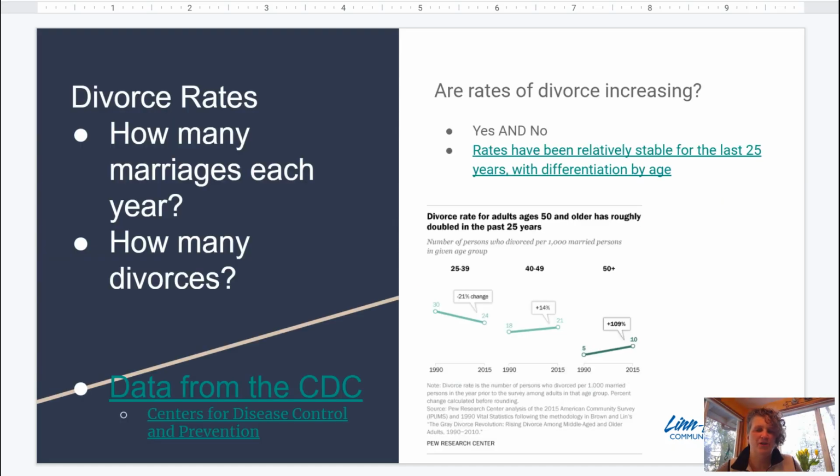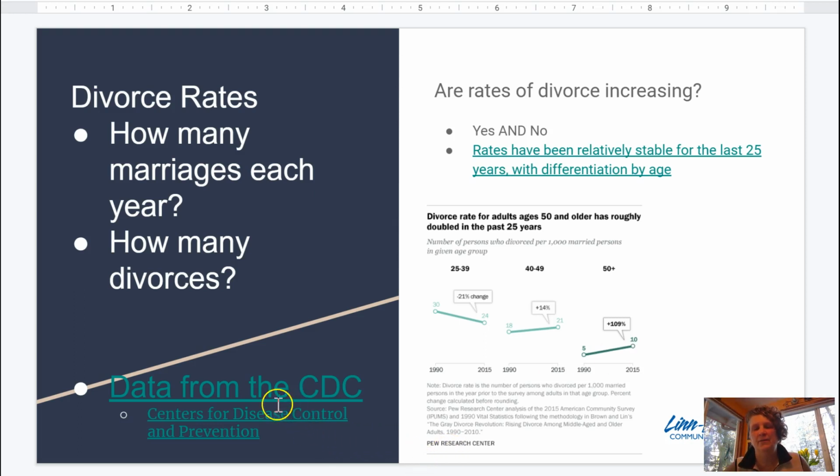And millennials and Gen Xers. But where are divorce rates increasing? In the baby boomer generation up here. So people that are 50 and older, so kind of the end of the Gen X generation and the beginning of the baby boomer generation are more likely to increase.